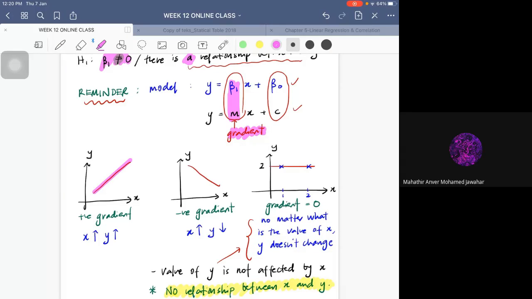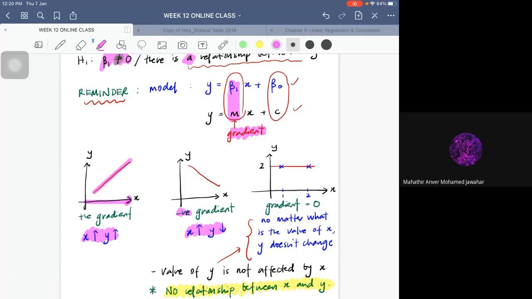What does it mean by a positive gradient? A positive gradient means when we go towards this side, the graph is increasing. So when x is increasing, y is increasing as well. When you have a negative gradient, the relationship will be the opposite: when the value of x increases, the value of y is going to decrease. That is what it means by having a negative gradient.